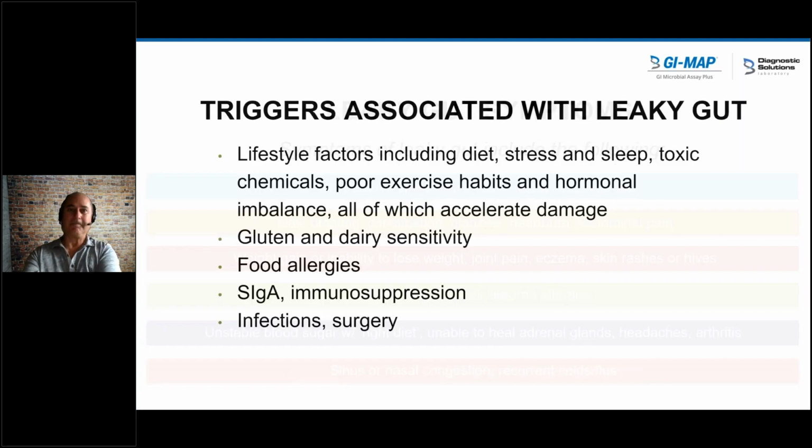Now, you can have these triggers. A person could have come out of a surgery and have this problem. Lifestyle factors could be all over the map and they're not doing things well. There are lots of different reasons why this can get kicked off.